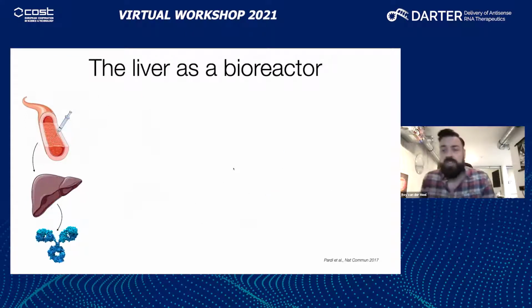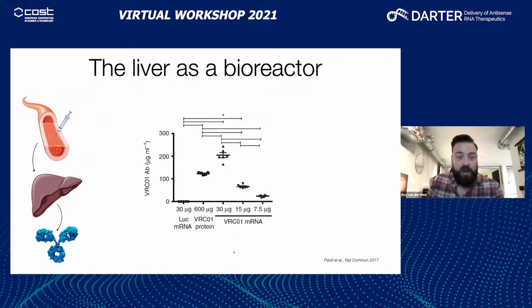Now, if you take lipid nanoparticles containing mRNA and you inject them intravenously, they also, of course, end up in the liver, but you can then use the liver as a bioreactor. And here I show you an example from a few years ago, where the liver was used as a bioreactor to produce antibodies against HIV.